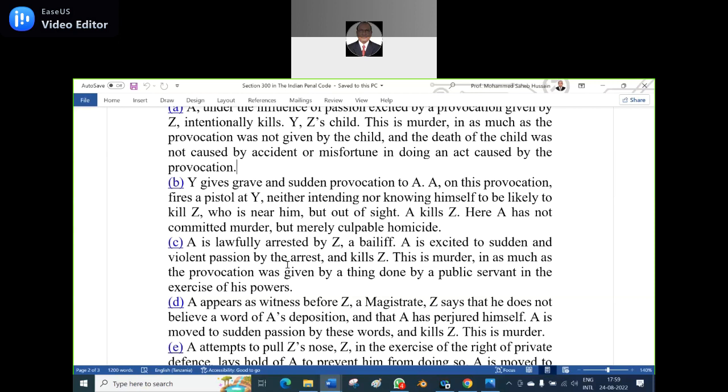So I told one terminology here. See, A wants to kill B, and he aims at B. But when he pressed the trigger, B bent down. And behind B, C was standing. And C was killed.